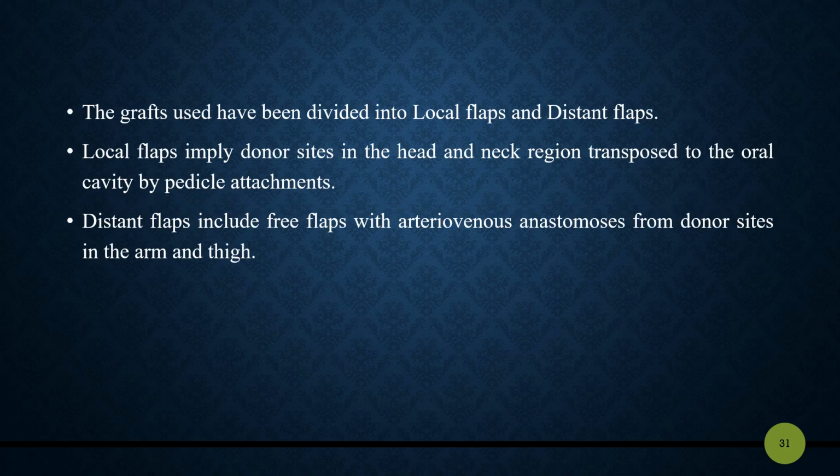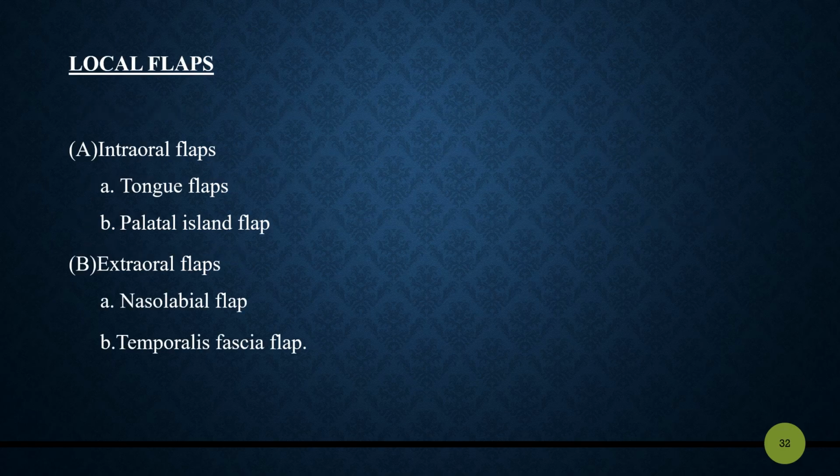interpositional grafts. The grafts used have been divided into local flaps and distant flaps. Local flaps are the ones wherein the donor sites are present in the head and neck region and they are transposed to the oral cavity by pedicle attachments. The distant flaps include free flaps with AV anastomosis from donor sites in the arm and thigh. Local flaps can further be divided into intraoral and extraoral. Intraoral flaps like a tongue flap or palatal island flap can be used, and extraoral flaps like nasolabial flap or temporalis facial flap can be used.